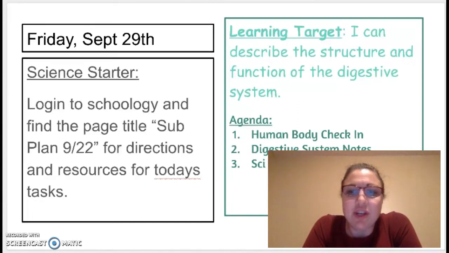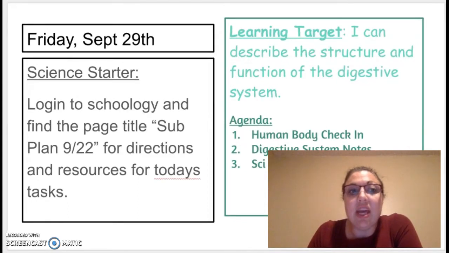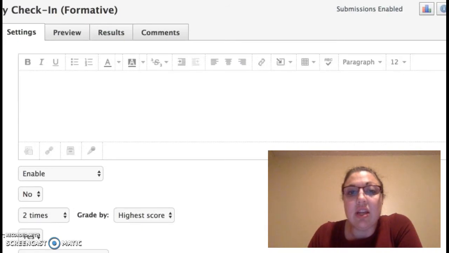First of all, I want to make sure you've already done the human body check-in quiz in Schoology. So if you go into Schoology and you go into the human body folder, you will see the check-in quiz. So I'm going to have my computer go there now, and you're in the human body folder.